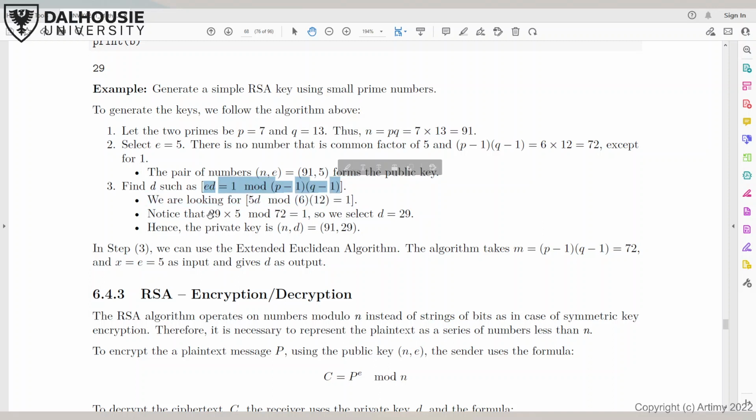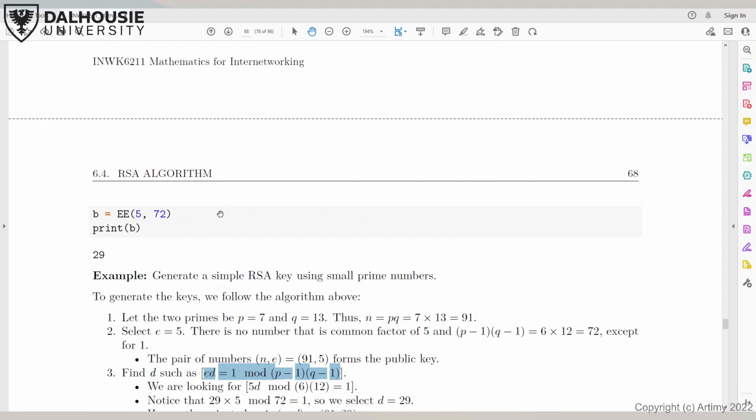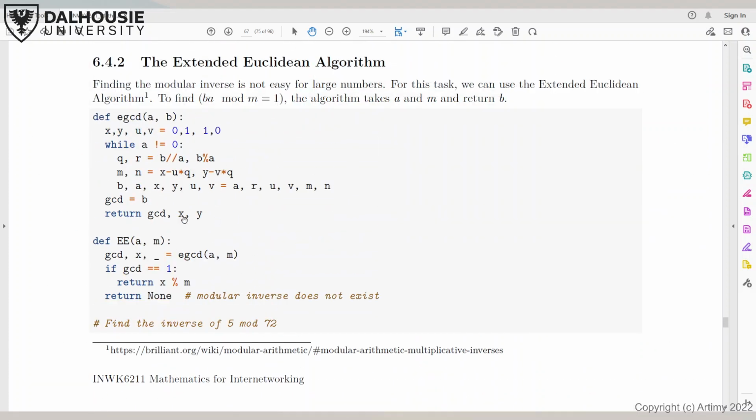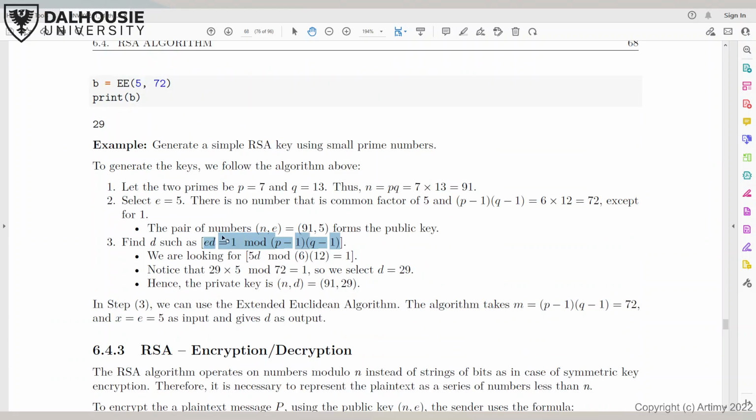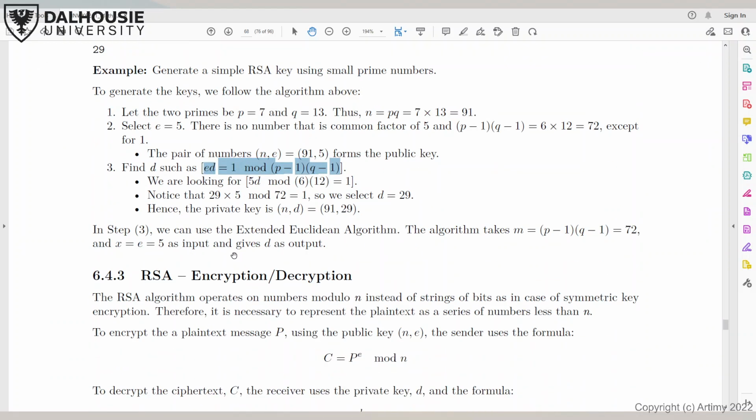So we need to multiply something by 5 mod 72 to get 1. If we do trial and error, it will take us some time, 1, 2, 3, 4, until we reach 29. But if we use the Euclidean algorithm, then we can find it easily.